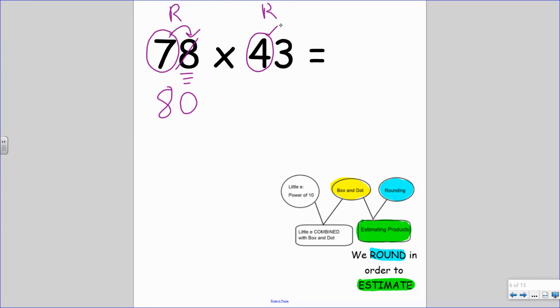We're going to do the same thing to the factor 43. He does not get a raise because 3 is not a 5 or above. And so the 4 is going to stay the same and the 3 is going to get fired. And we're going to say, 43, it's around 40.